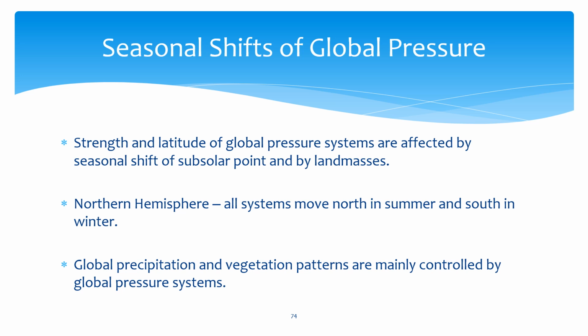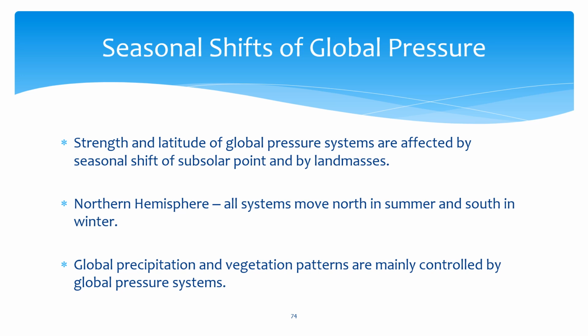In the northern hemisphere, all of our pressure systems are going to move north in our northern hemisphere summer, because that's when the subsolar point is going to be furthest north. And they are going to shift south in our northern hemisphere winter, but it's the southern hemisphere's summer. So the subsolar point is the furthest south. All those pressure belts move with it.